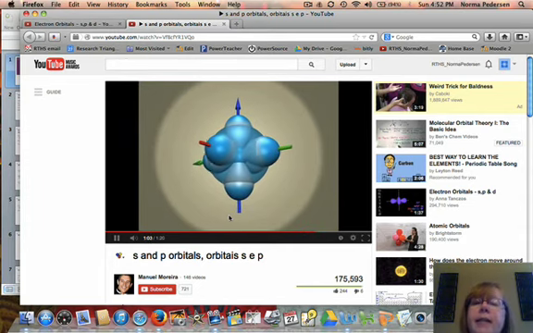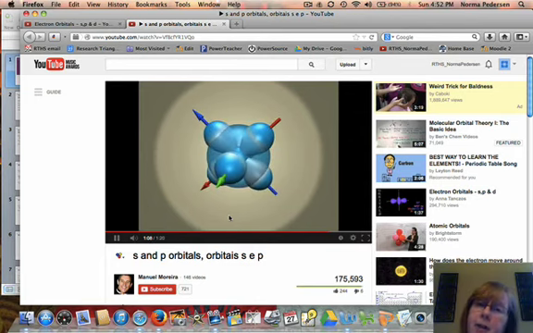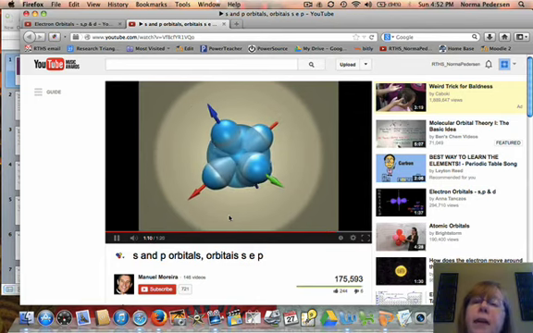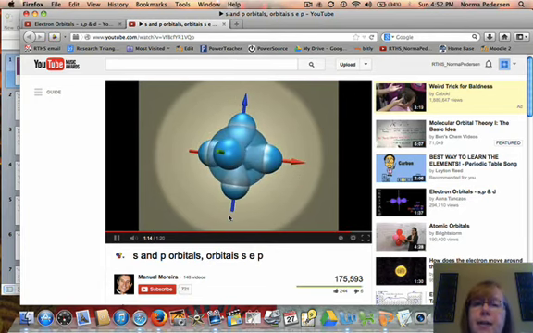Now, this is a region in space where there's a high probability of finding electrons. And in any given orbital, you can have a maximum of 2 electrons.